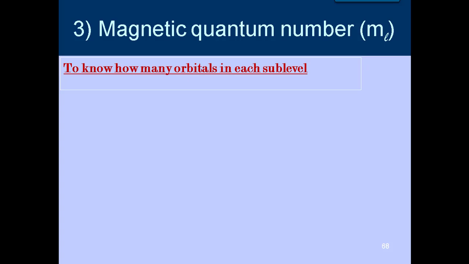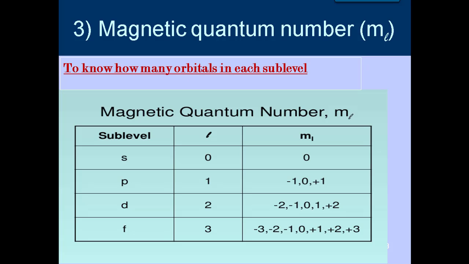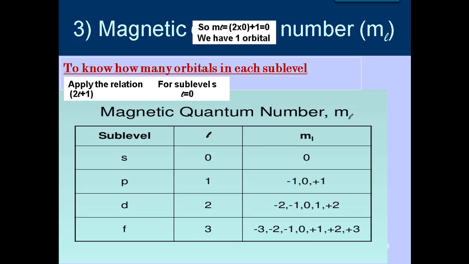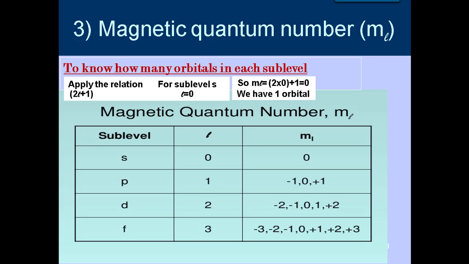To know how many orbitals are in each sublevel, let's try to apply the relations from the previous slide. Apply the relation 2L plus 1 to know the number of orbitals. For sublevel S, L equals 0, as we mentioned before. Apply the relation: 2 times 0 plus 1, which equals 1. So we have in the S sublevel only one orbital, and its magnetic quantum number is 0.